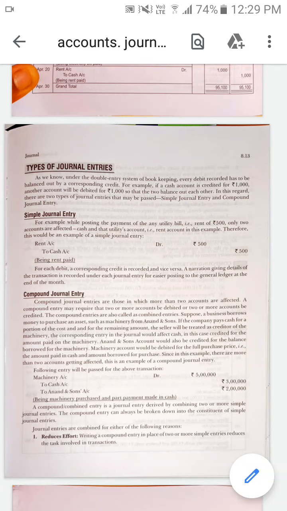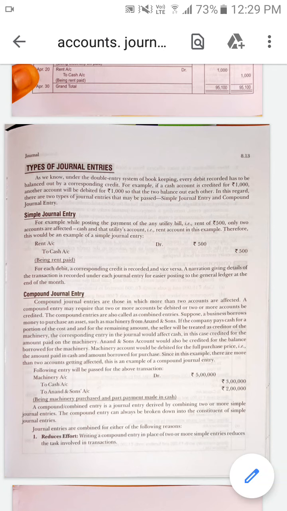So today's class we are going to see types of journal entries. There are two types of journal entries. First one is the simple journal entry and second one is the compound journal entry. We already studied under the double-entry system of bookkeeping that for every debit there is an equivalent corresponding credit.